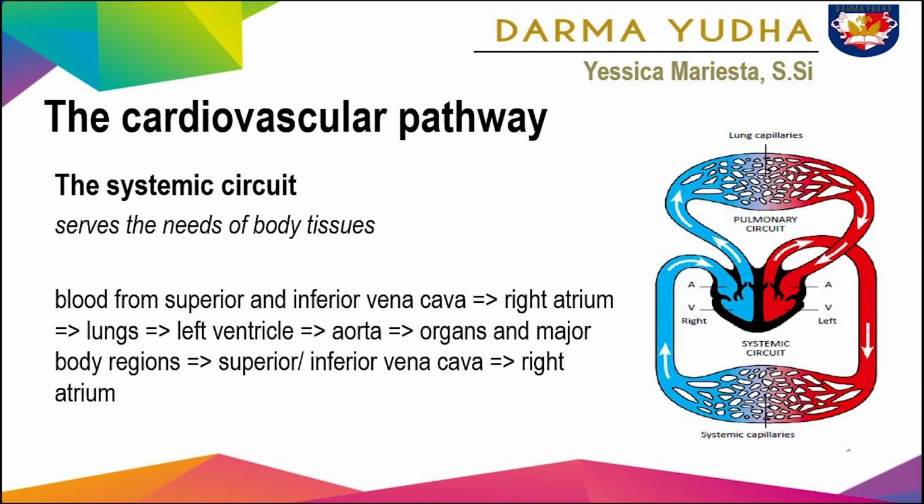So the second one is the systemic circuit. It serves the needs of the body tissues. So how does this work? The blood from the lungs will circulate to the left atrium, the left ventricle, to the aorta, and then after that to the organs and the major body regions, and then next to the superior or inferior vena cava, and at the end it will enter the right atrium of the heart. So this combination of the pulmonary circuit and the systemic circuit makes the double circulatory system. The mammalian circulatory system is therefore a closed double circulation.